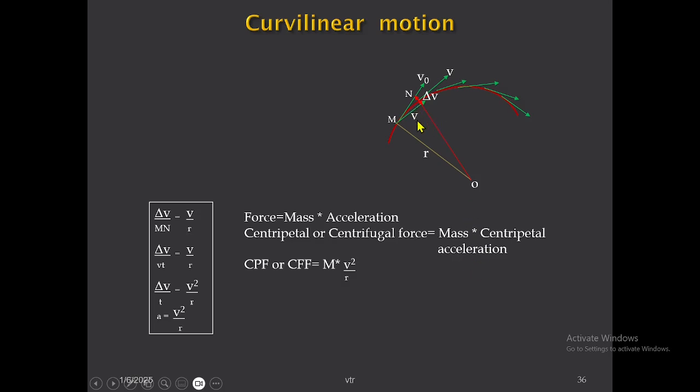Okay, the mass now, that is the weight of the body, considering the acceleration due to gravity. Mass into acceleration equals force. So finally we have mass into centripetal acceleration. But centrifugal and centripetal acceleration are the same in magnitude but opposite in direction. That we will see in the coming slides. So centripetal force or centrifugal force equals mass into v squared by r. That is acceleration.